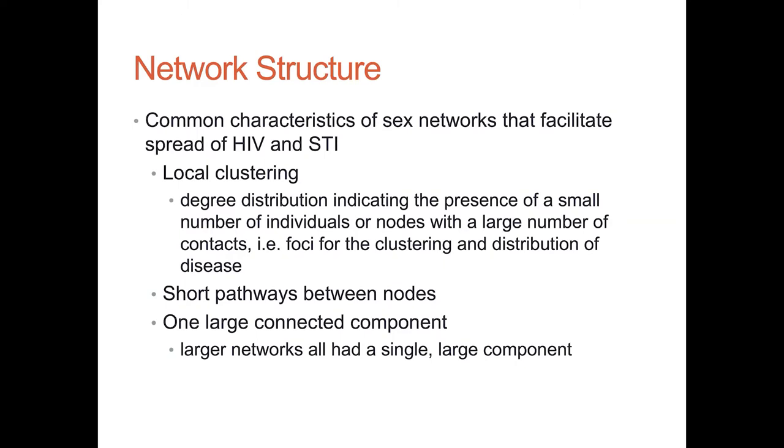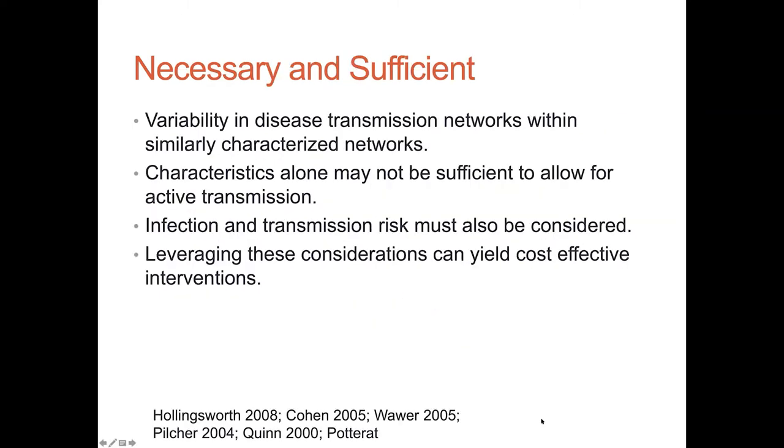So together, these three characteristics, local clustering, short pathways, and one large connected component, as Rothenberg has stated, define the small world phenomena in the interaction which transmitting networks seem to display. Each of these network characteristics taken separately may be necessary, but not sufficient to explain the properties of actively transmitting networks. Studies have found variability in disease transmission networks with similarly characterized networks.